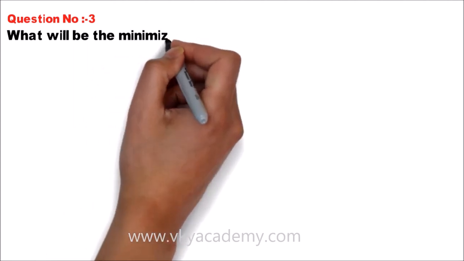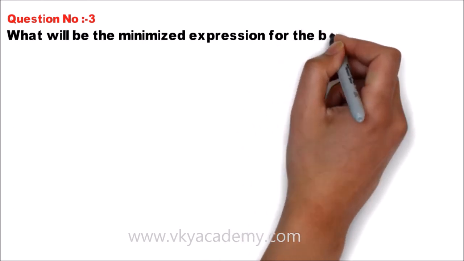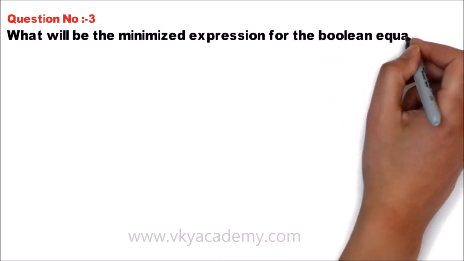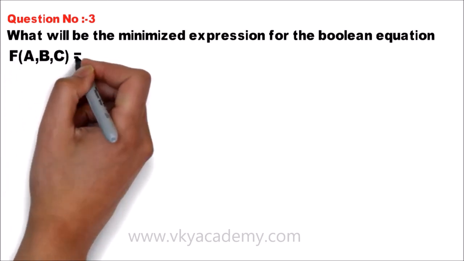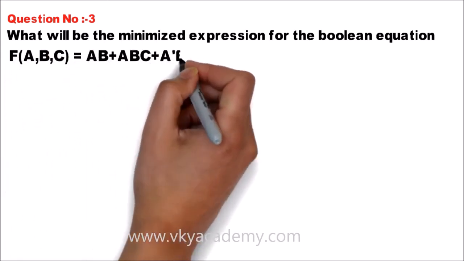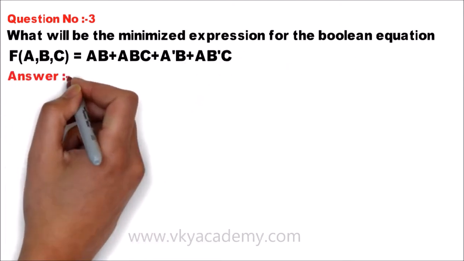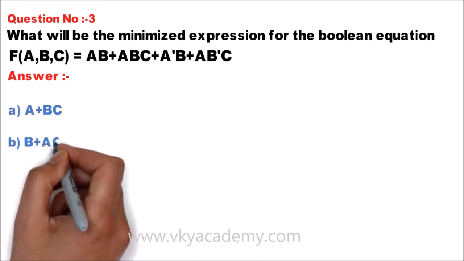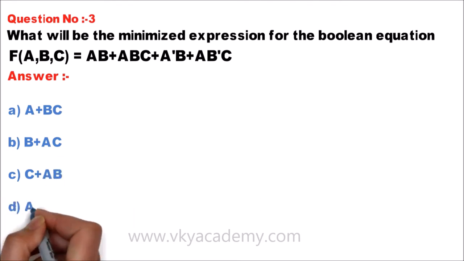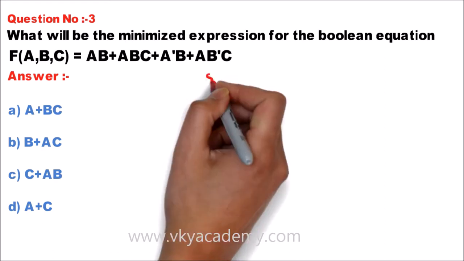Now this is the question number 3. And the Boolean equation is f of a, b, c is equal to ab plus abc plus a bar b plus a b bar c, and the options are a plus bc, b plus ac, c plus ab and a plus c. Now let us see how to approach.